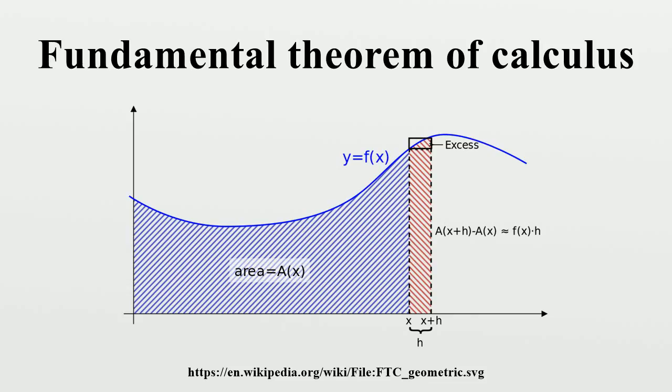Let f be a continuous real-valued function defined on a closed interval [a, b]. Let F be the function defined, for all x in [a, b], by the integral of f. Then, F is uniformly continuous on [a, b], differentiable on the open interval (a, b), and for all x in (a, b), F'(x) = f(x). Alternatively, if f is merely Riemann integrable, then F is continuous on [a, b].